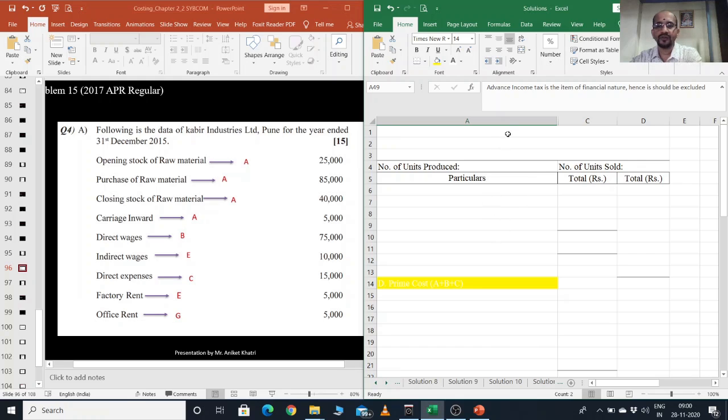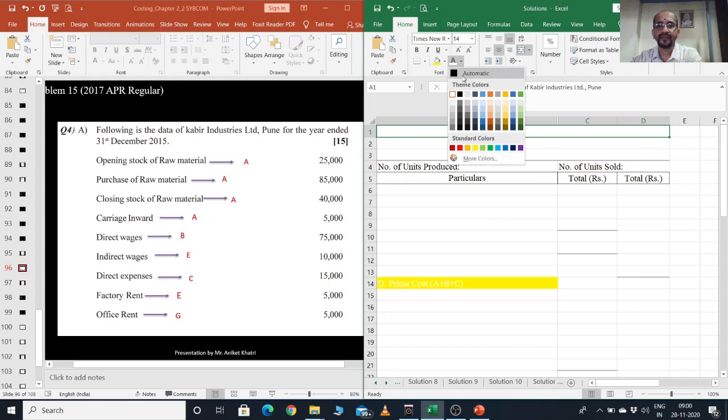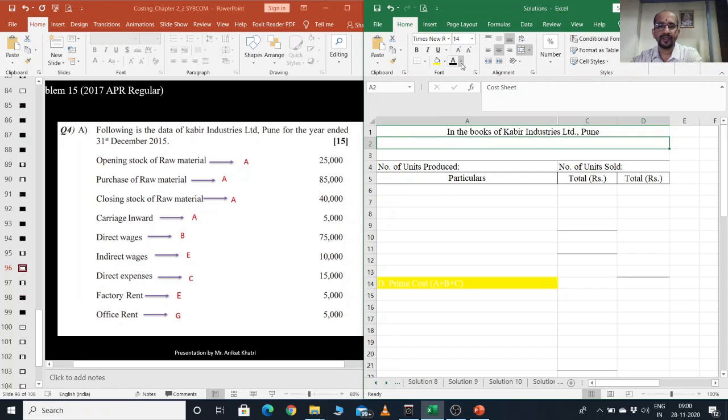Okay, so first we need to write in the books of Kabir Industries Limited, Pune. Then what we are solving, we are preparing a cost sheet, so you need to write cost sheet. Next, you need to mention the date, that is for the period ended 31st December 2015. Now let us start to solve the problem.